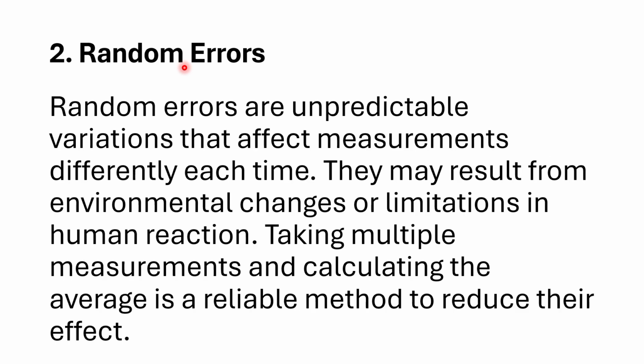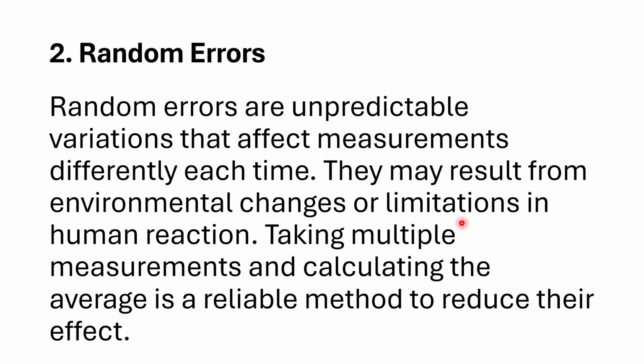Here we have the second one, the random error. Random errors are unpredictable variations that affect the measurements differently each time. Like when we do an experiment the first time, the temperature is 65 Celsius, for example. After some time we do the same experiment, but the temperature is 45 Celsius. Again we do the same experiment, but the temperature is actually 25 centigrade.